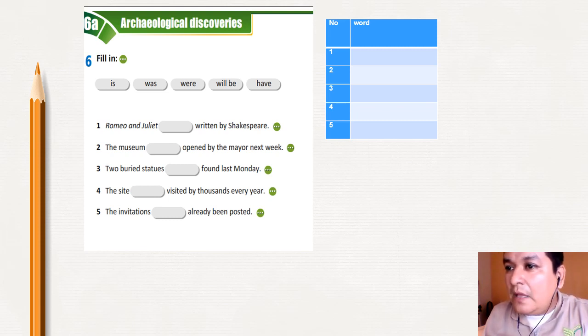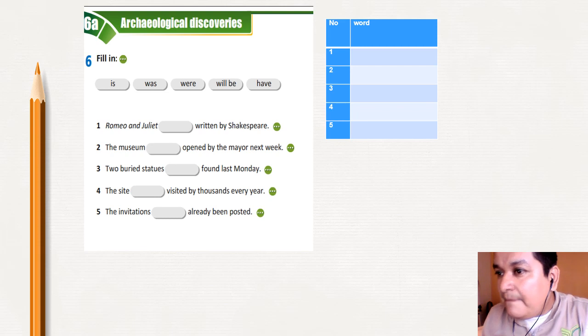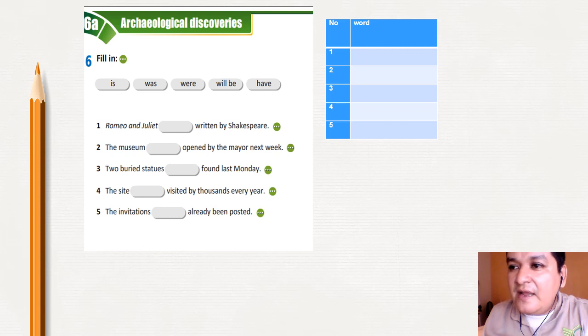The museum opened by the mayor next week. Recuerden, las oraciones, normalmente las referencias de tiempo, nos dicen qué auxiliar necesitamos en cada oración. Ok? So, the museum opened by the mayor next week. Ustedes dirán cuál de estos utilizan y los van a escribir aquí en su documento de Word.